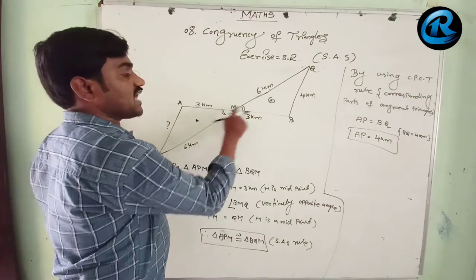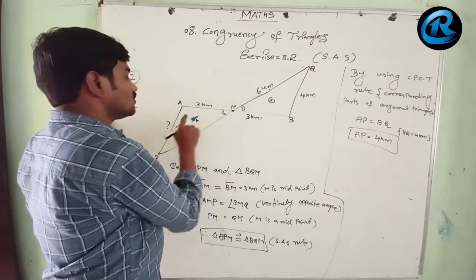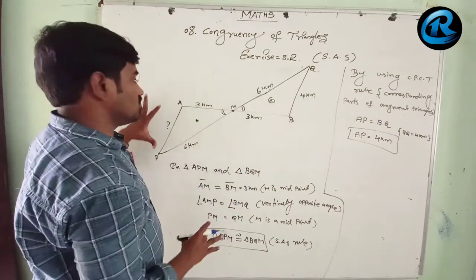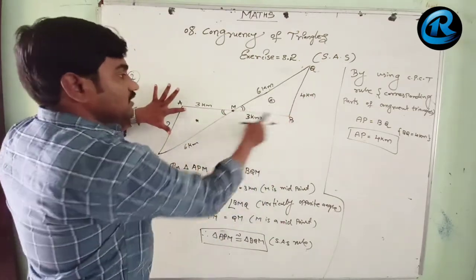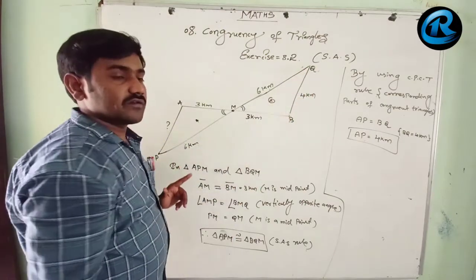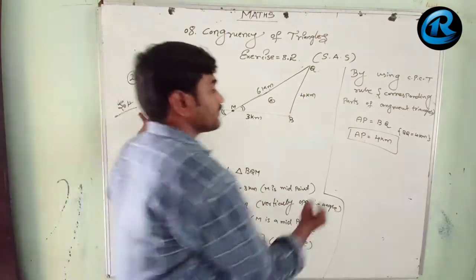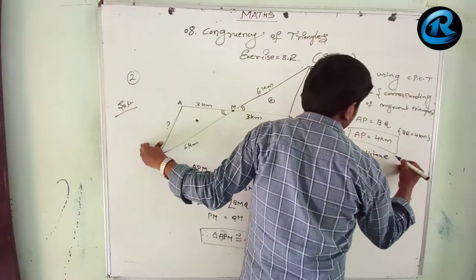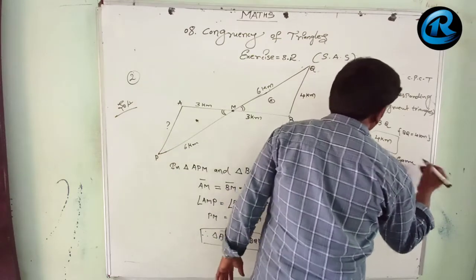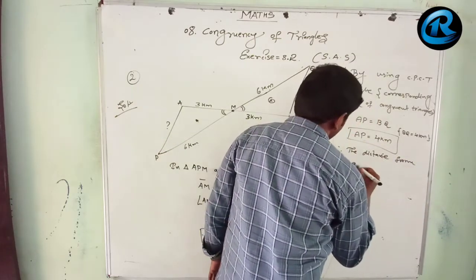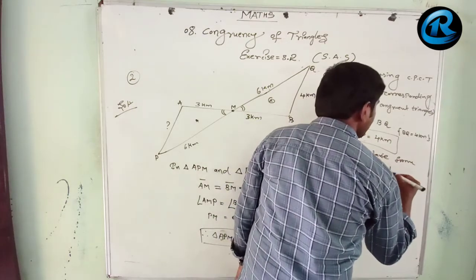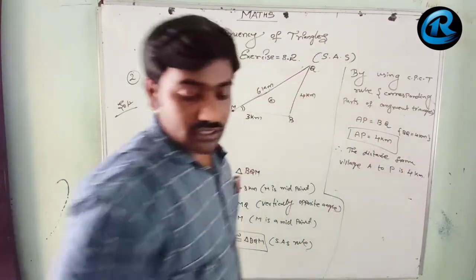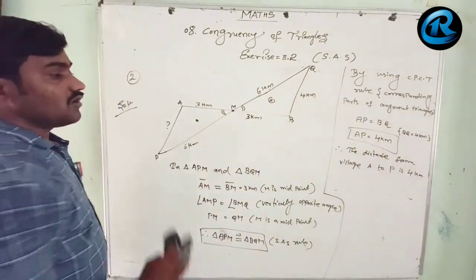Already these two sides and this angle are equal in these triangles. So the remaining sides and angles will be equal by using the CPCT rule. These two sides will be equal, and again these two angles and these two angles also will be equal. But they ask only the distance from village A to P. The distance from village A to P is 4 kilometers.